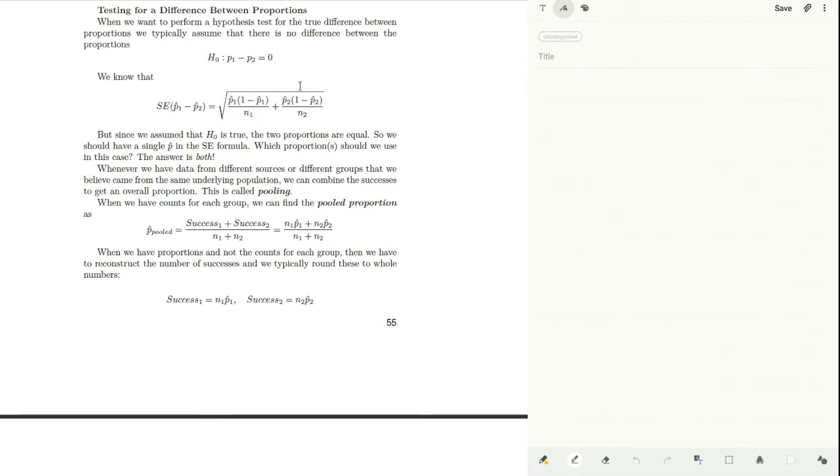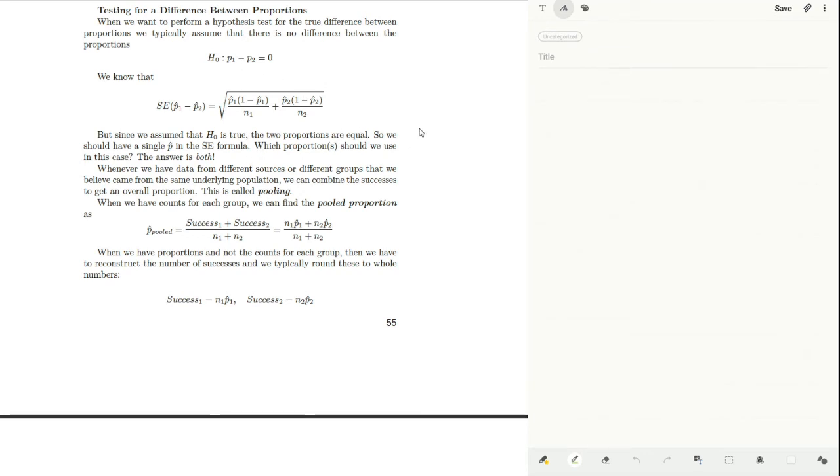Now in the last video we derived the standard error formula, which involves using the sample proportions P1 hat and P2 hat in the calculations. Now because we assume that the null hypothesis is true, then this tells us that the two proportions are equal. Therefore, there should only be a single proportion in this standard error formula. But which proportions should we use? Well, the answer is that we should use both of them.